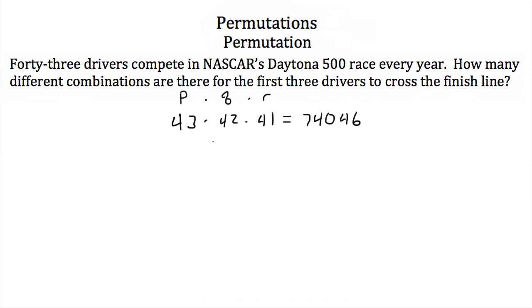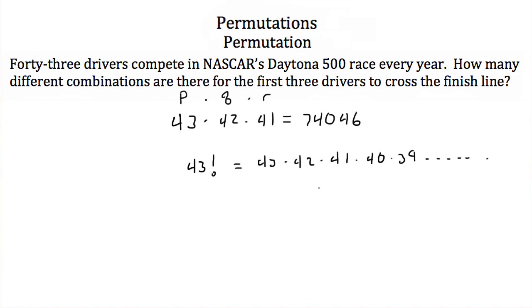So here's an example of a permutation that doesn't use every driver or every possible situation, because we're not worried about who's finishing 42nd or 41st place. So how would we write this in factorial notation? Because 43 factorial is equal to 43 times 42 times 41 times 40 times 39, etc. But we don't want that. We just want 43 times 42 times 41.